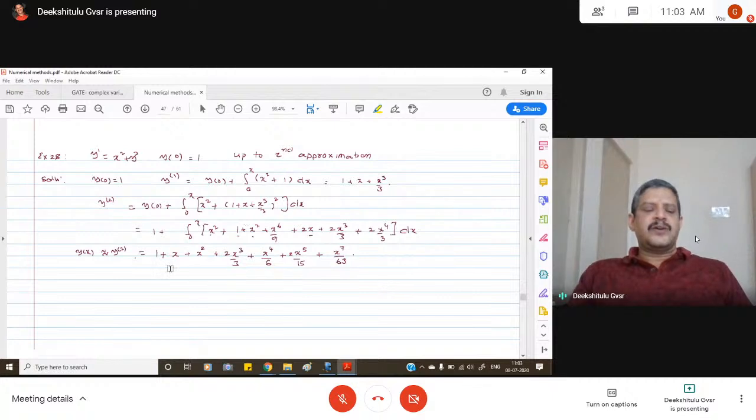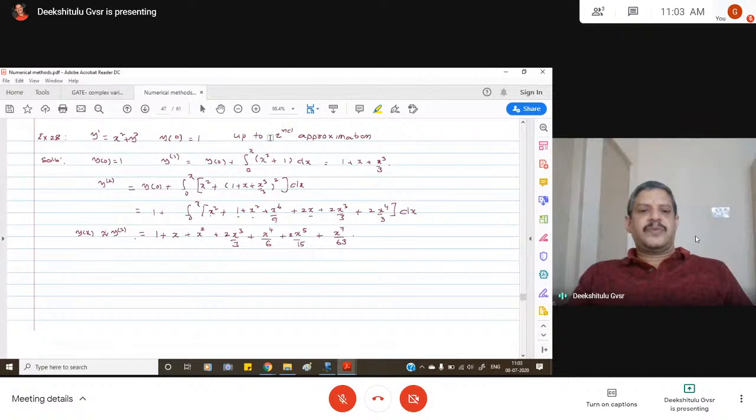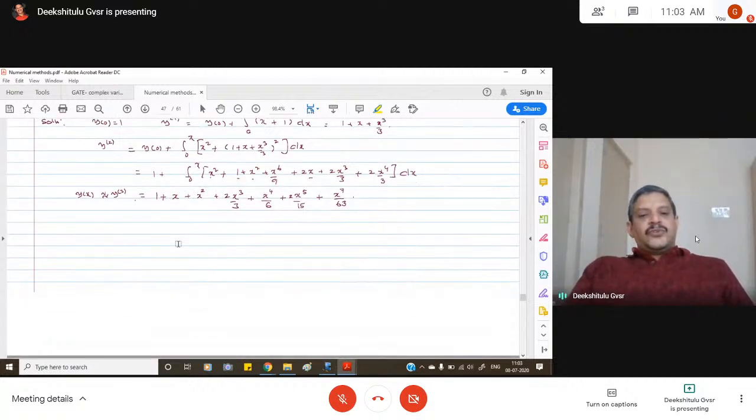So expand that and solve this, you get y of x up to the second term, because we have y squared. If you have 1 plus x cube by 3, the next term will be x power 6. Okay. So this is the series solution that we get.